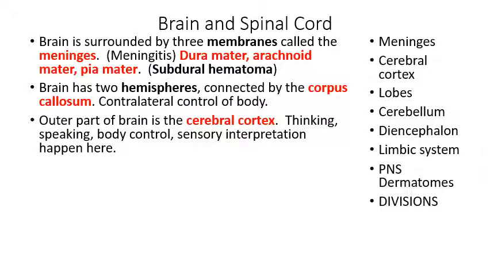Okay, now the very outer surface of the brain that contains all of those gray matter neurons that I told you about earlier is referred to as the cerebral cortex. And this part of the brain, we believe, is responsible for thinking, speaking, body control, interpretation of senses from the world. Everything, all of that stuff happens there. We believe that the human consciousness rests there. So that's the person, essentially. That's your personality, that's where it is located, in the cerebral cortex.